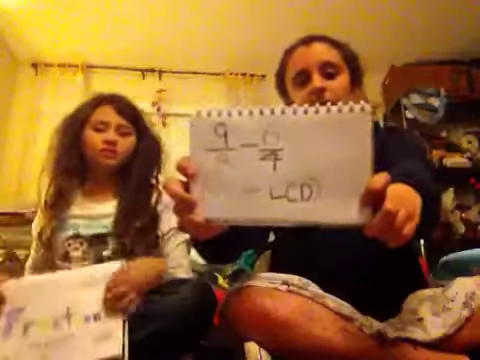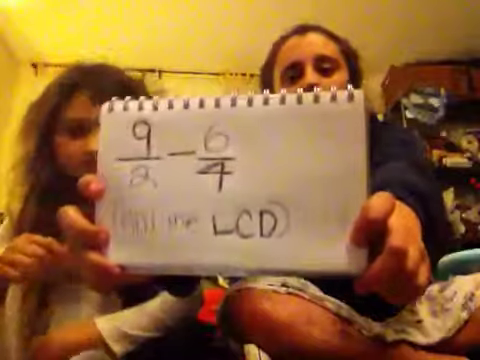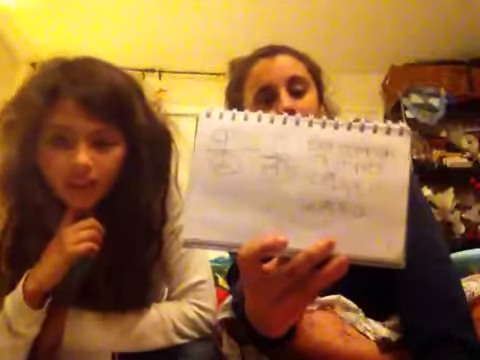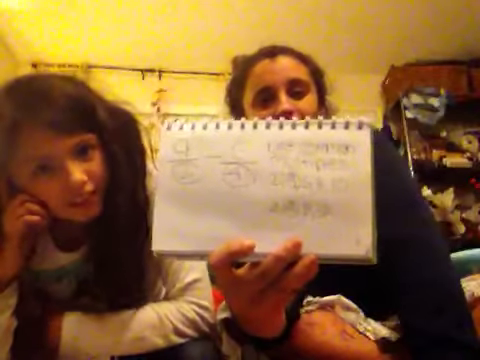Our first example is 9/2 minus 6/4. Our first step, though, we have to find the least common denominator, or the LCD. To find that, we must list the common multiples of the denominators, 2 and 4. And we have to find the least multiple. That ended up being 4, correct? Yes.